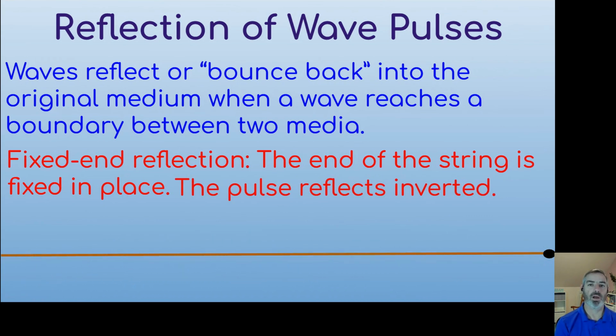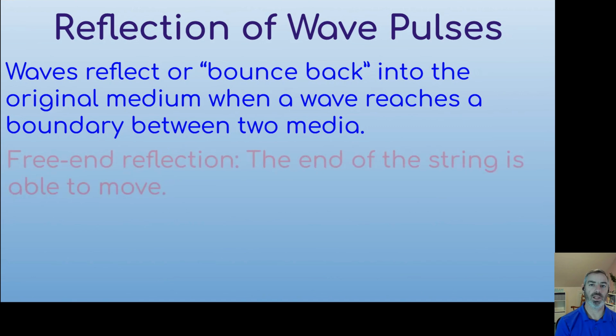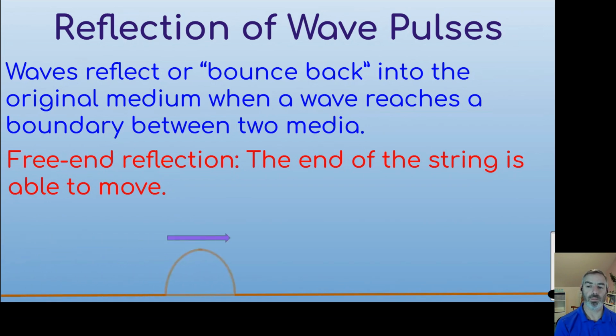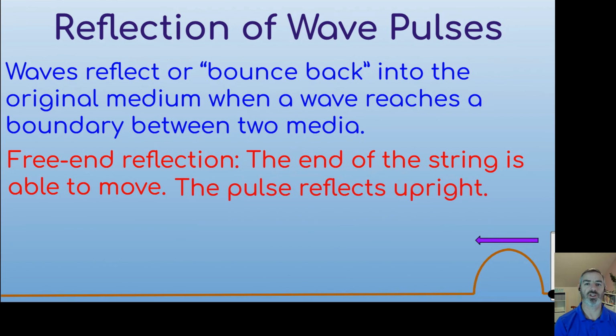Now another type of end is called a free end. A free end reflection, the end of the string is able to move. So the black dot now can slide up and down the pole on the end. So as we send a wave pulse through, this moves up and down and then it reflects upright. So a free end reflection reflects on the same side of the string. So if it starts on the bottom, it stays on the bottom. If it starts on the top, it stays on the top.